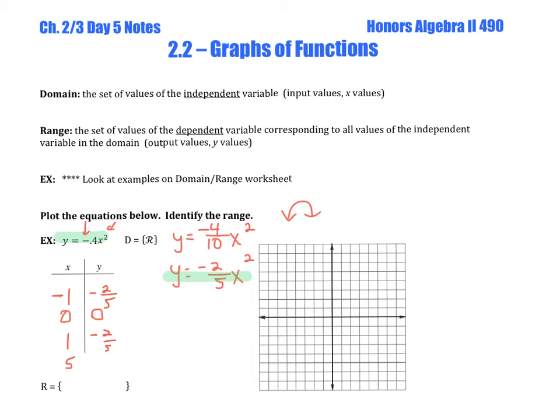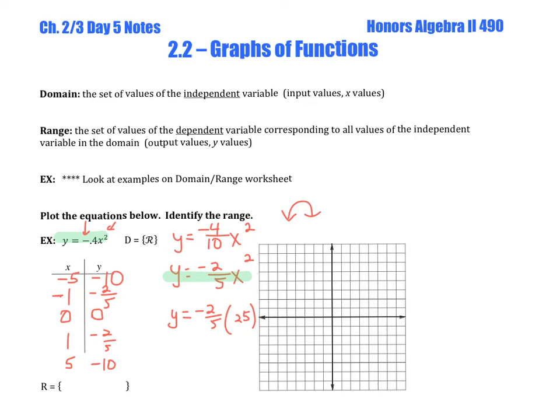All right, if we plug a 5 into our equation here and we square it, we get 25. And then if we take -2/5 times 25, we're going to get -10. And then if we plug in a negative 5 for x and we square it, we still get 25, and we multiply it by negative 2/5, and we get negative 10 as well. So you can pretty easily and quickly get 5 values to plot.